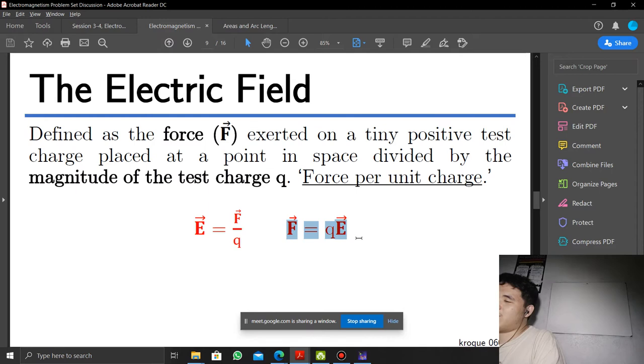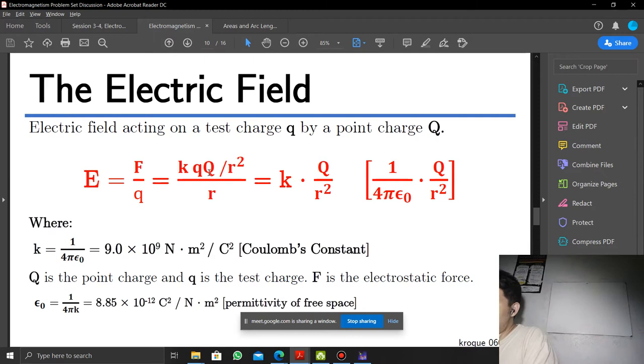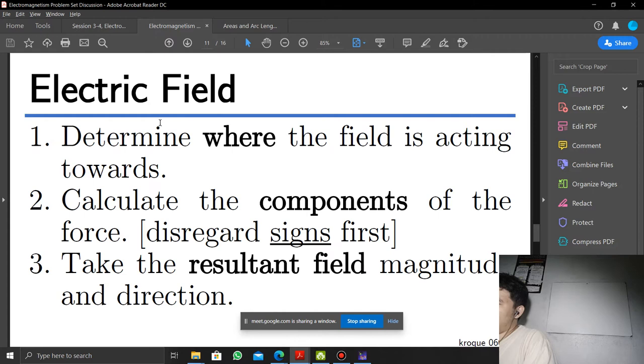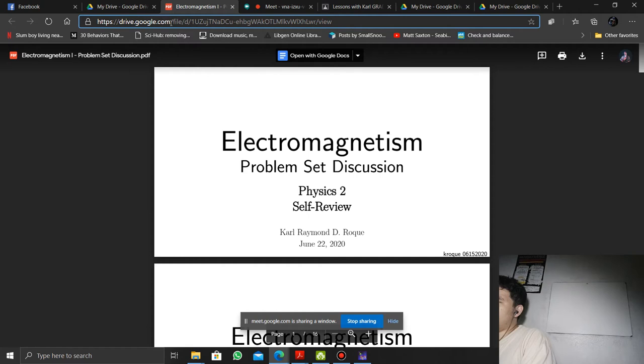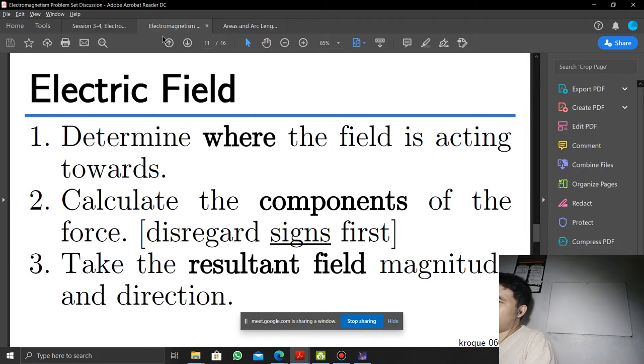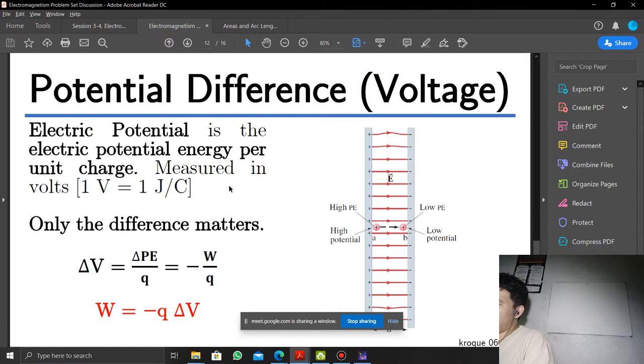Then, electric field acting on a test charge by a point charge Q is KQ over R squared, no? Where Q is the, ito yung charge, point charge na sinastudy natin, okay? Then, epsilon naught is still the same. And lastly, electric field, yung mga steps natin, ganun din parang sa electric force: first, determine where the field is acting towards. Number two, calculate the components of the force. And number three, take the resultant field, magnitude and direction.